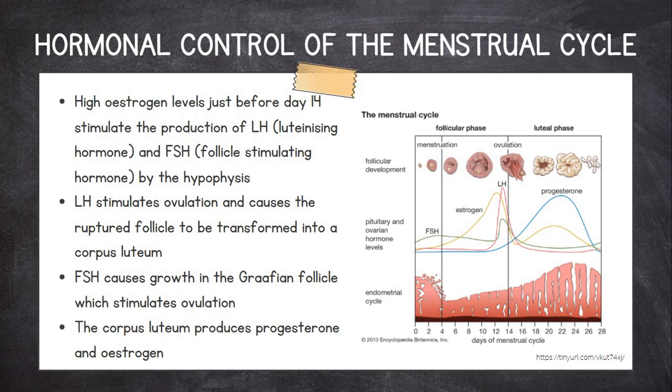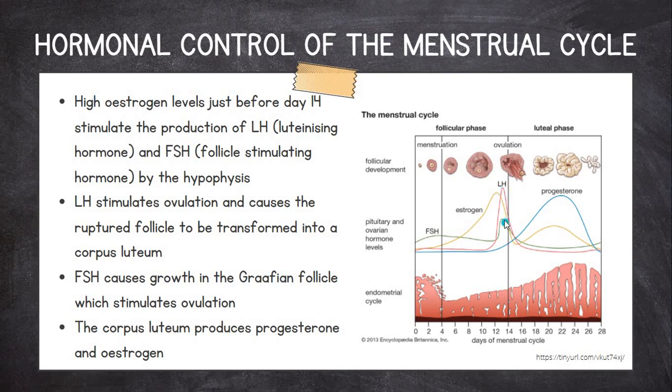And then high estrogen levels just before day 14 stimulate the production of LH, luteinizing hormone, and FSH, follicle stimulating hormone, by the hypothesis. So this high estrogen level will stimulate LH and FSH to peak, and LH stimulates ovulation and causes the ruptured follicle to be transformed into corpus luteum. So that is what's happening there.